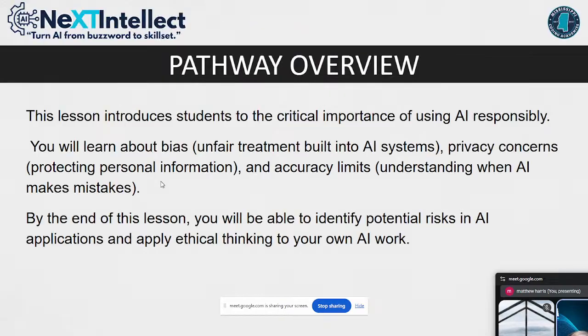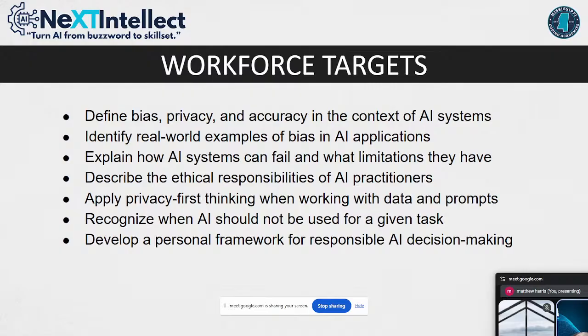Okay. Pathway overview. This lesson introduces students to the critical importance of using AI responsibly. You will learn about bias, which is unfair treatment built into AI systems, privacy concerns, protecting personal information, and accuracy limits, understanding when AI makes mistakes. By the end of this lesson, you will be able to identify potential risks in AI applications and apply ethical thinking to your own AI work.